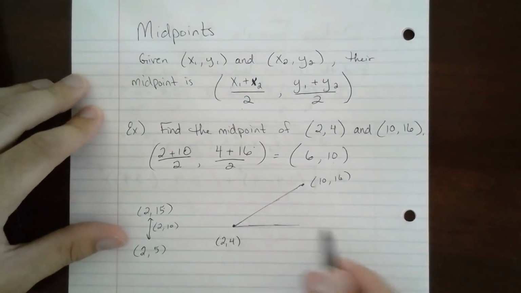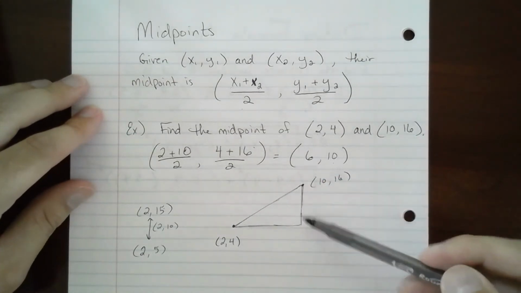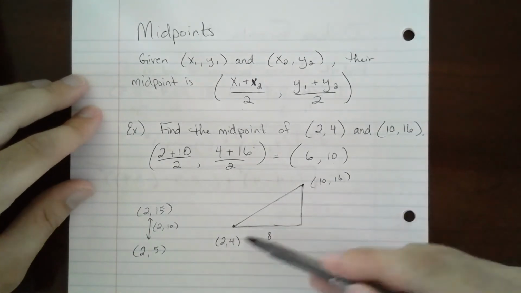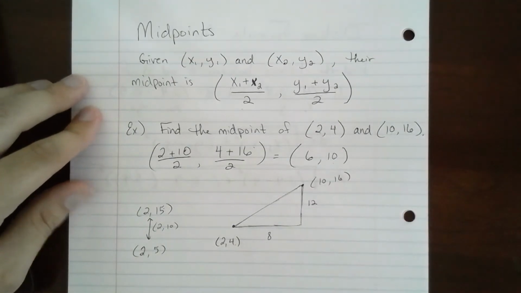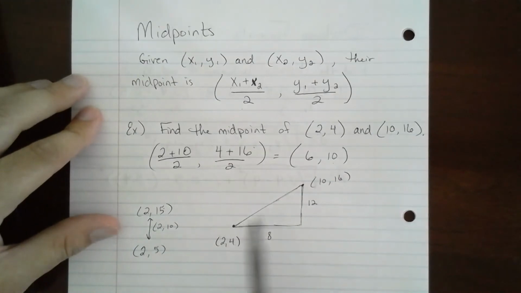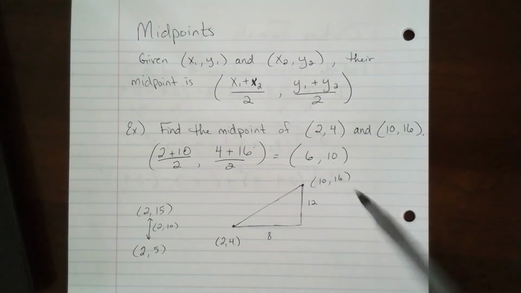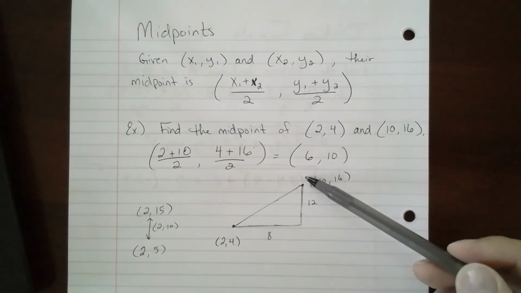Think of it not really as a right triangle, although that's kind of what we're drawing here, but just as a horizontal and a vertical piece. From 2 to 10 is a distance of 8, and from 4 up to 16 is a distance of 12. To go all the way from this point to this point, think of it as the crow flies versus a walk around the block. You could walk 8 to the right and 12 up, or north, or you could just fly from this point all the way out to this point. Either way.